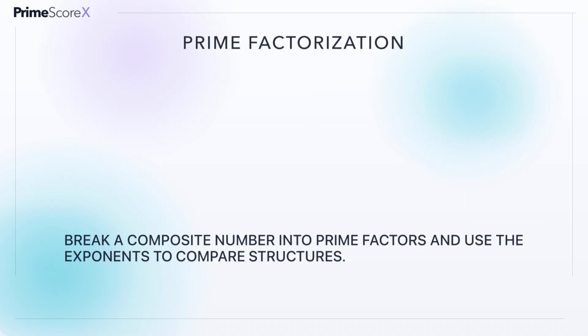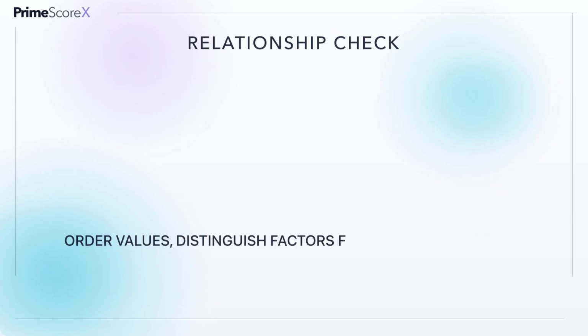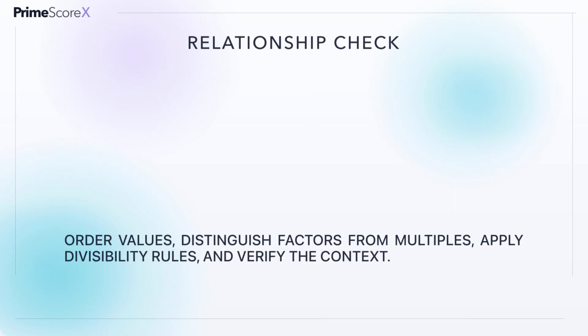To factor 60, divide by small primes. 60 equals 2 times 30, then 2 times 15, then 3 times 5. So 60 equals 2 squared times 3 times 5. Prime factorization makes shared factors visible. For a GCF, use shared primes with the lowest exponent. For an LCM, use every required prime with the highest exponent.